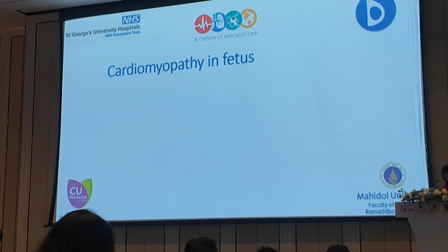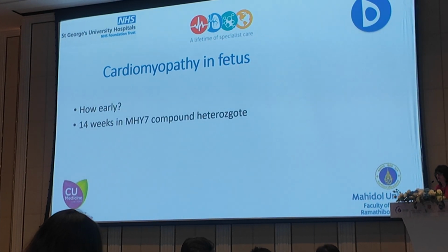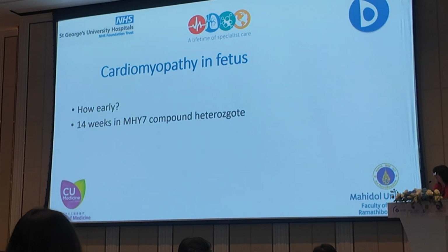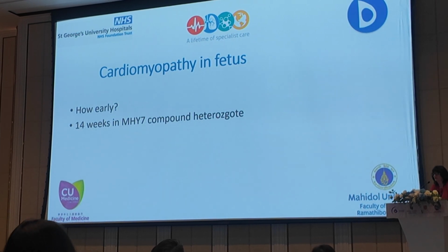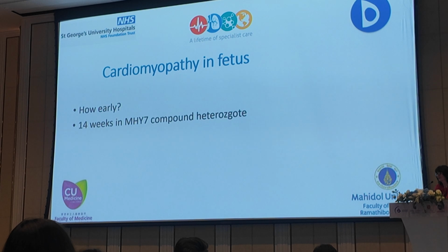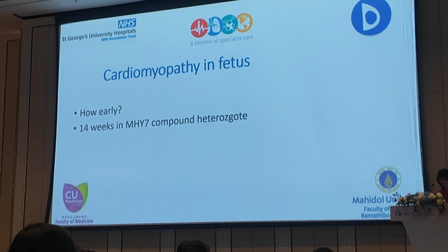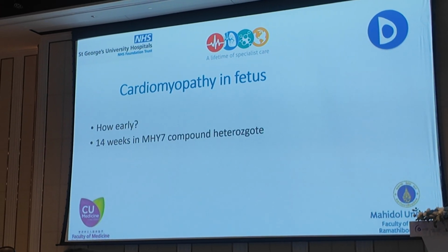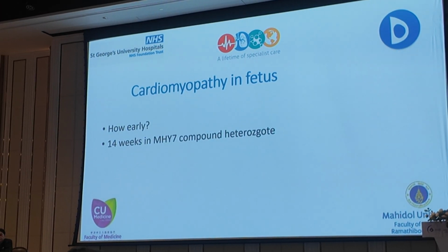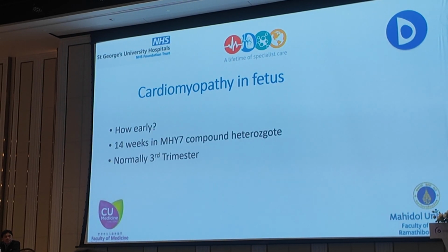So what about cardiomyopathy in the fetus? How early can you pick it up? I have picked it up at 14 weeks gestation, but that's only because this lady had previously had babies with cardiomyopathy, and we found compound heterozygotes in the commonest hypertrophic cardiomyopathy gene, MYH7. So in these really rare cases, you can pick it up very early, and our fetal cardiologist seems quite able to pick it up with some clever technologies, which I'm afraid I don't really understand.